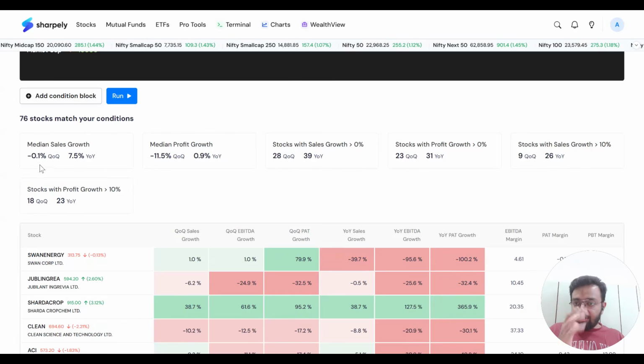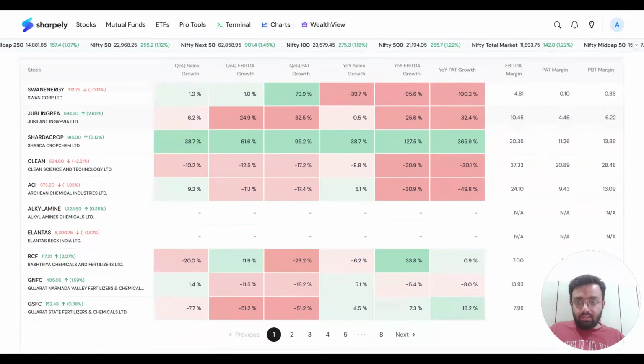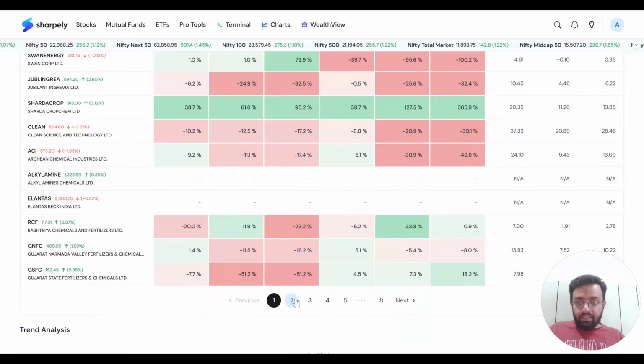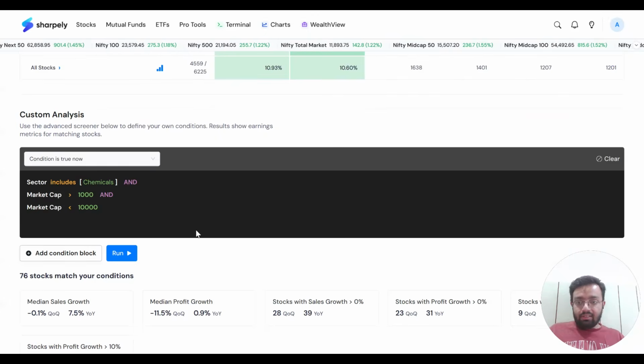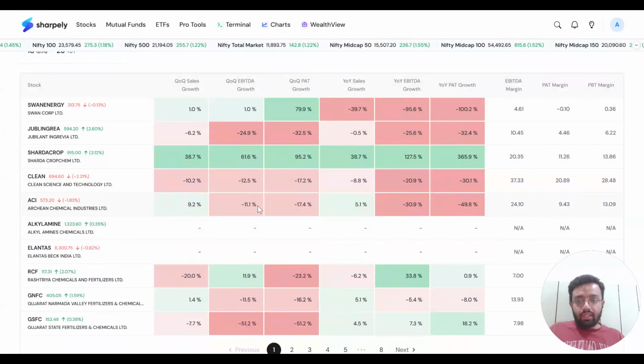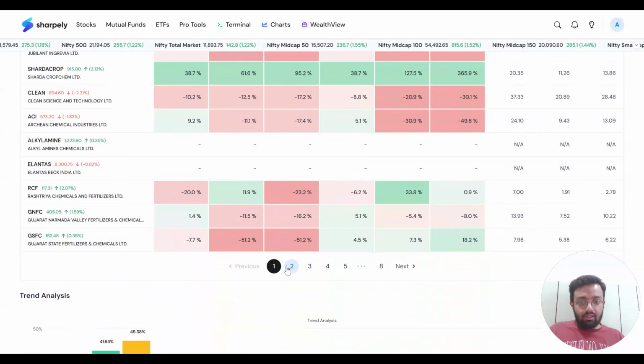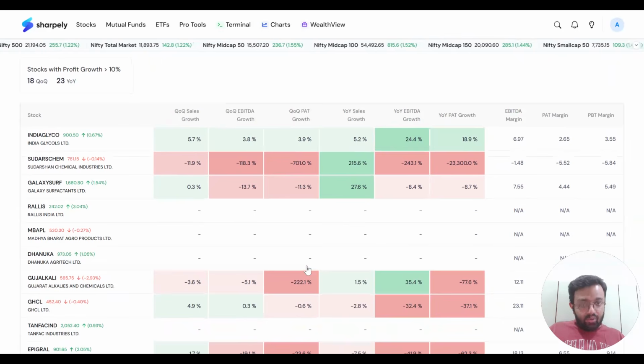Median sales growth is 0.1% QOQ, 7.5% YOY. Same for the profit growth and other important data points. And as you can see, these are the companies that fit in these screening rules, right? So you have analysis of all these companies. It's actually a very powerful tool.